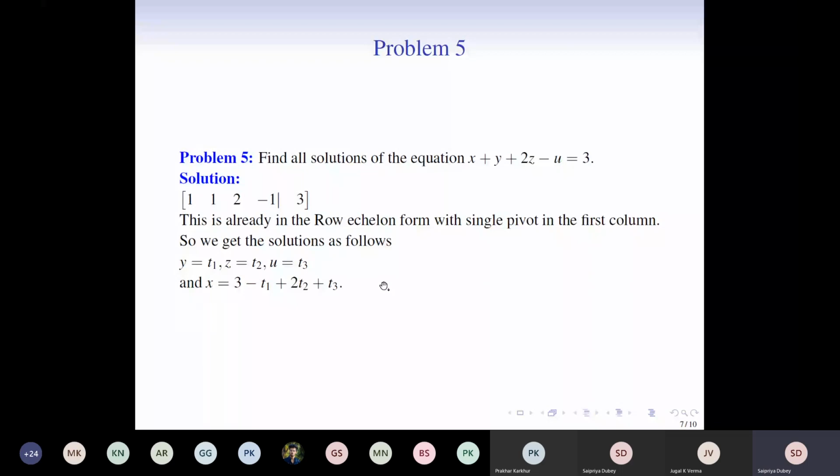And then x will be equal to 3 minus t1 plus 2 t2 plus t3. You see, x is the pivot, the element corresponding to the first column, so it will be dependent on the others. You can see this directly from here, or otherwise it is the same thing we are applying actually.